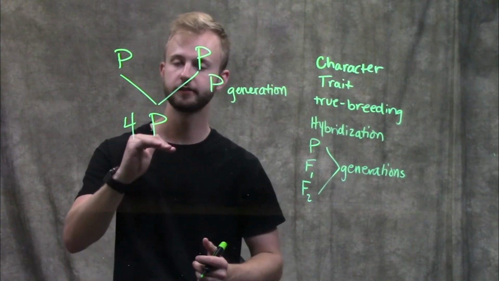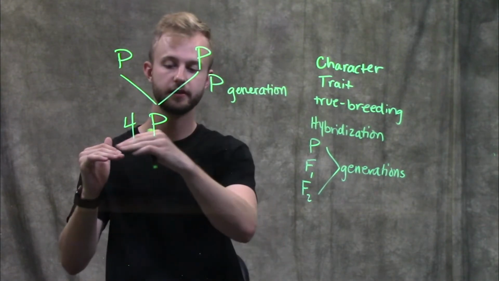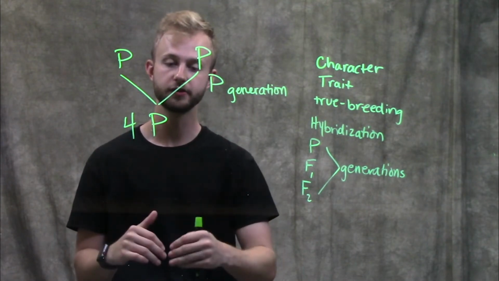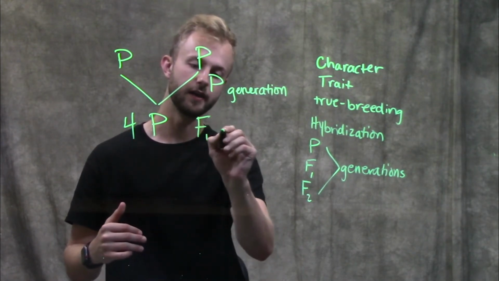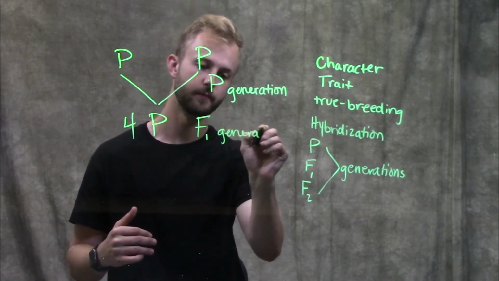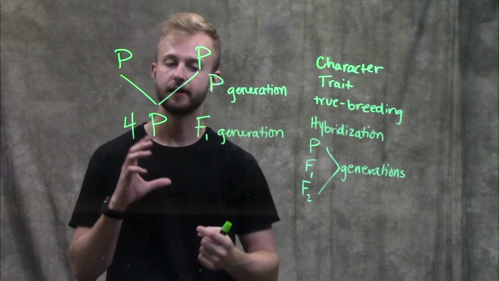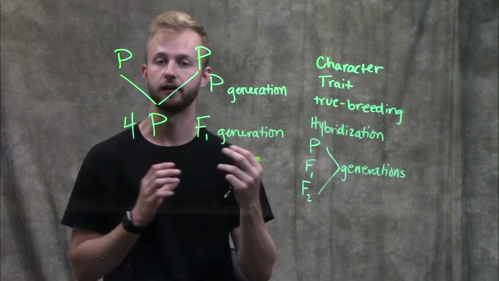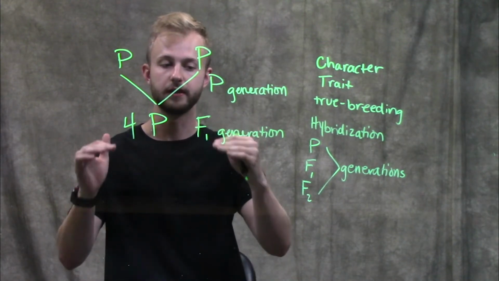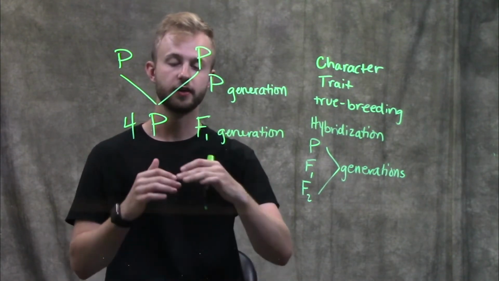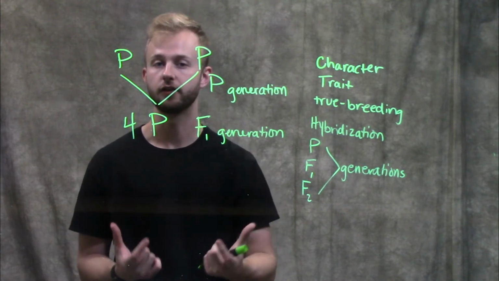And so then these plants right here, the offspring of the P generation, are going to be the F1 generation. So something that's kind of important to remember is that a lot of these differences in traits don't show up immediately in the F1 generation. So if we stop at the F1 generation, then we're not really going to know what's going on.